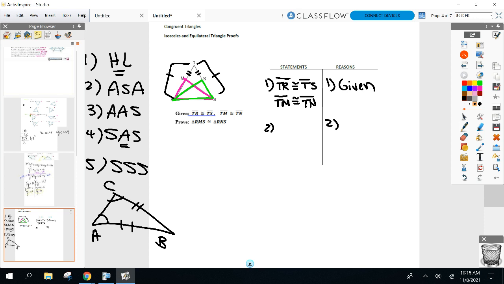Before we start writing down statement 2, I do want to make a plan. I gave you 2 pairs of segments equal. Are any of those pairs full sides in the triangles I'm asking you to prove congruent? Okay, let me start. TR and TS. Are those full sides in the triangles? Yes or no? No, they're not. Are TM and TN, the other set, full sides in the triangles?